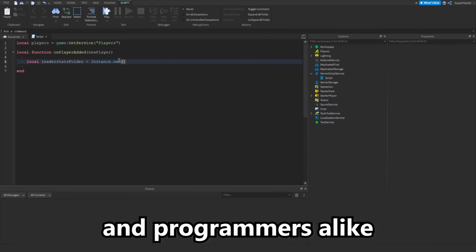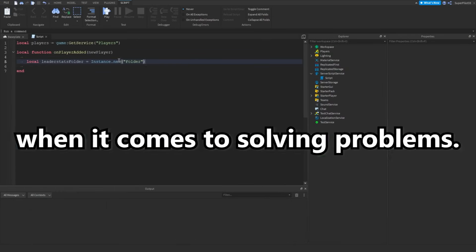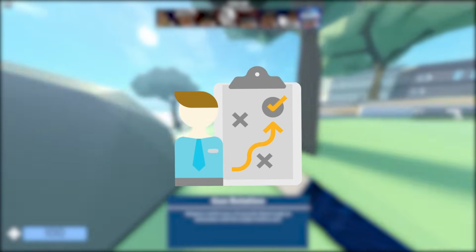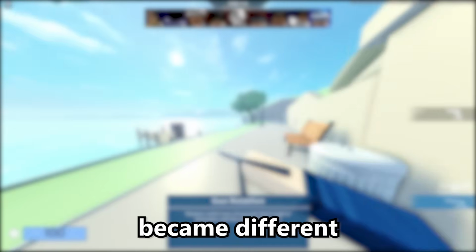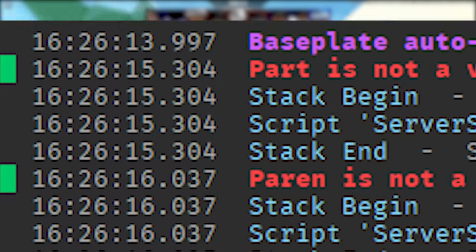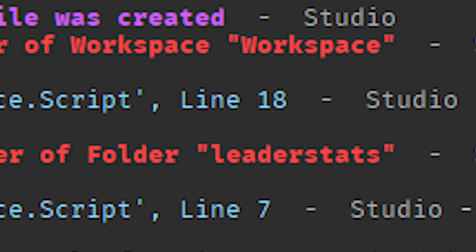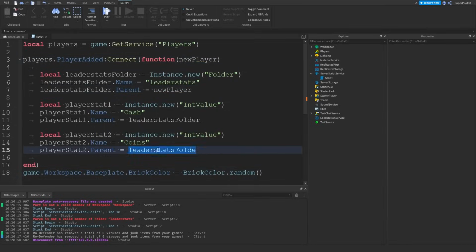Scripters and programmers alike think differently when it comes to solving problems. We approach our lives and problems in a certain way. I can confidently say that my day-to-day life became different when I learned how to script. We know and understand that no matter how difficult the problem is, there is always a solution.